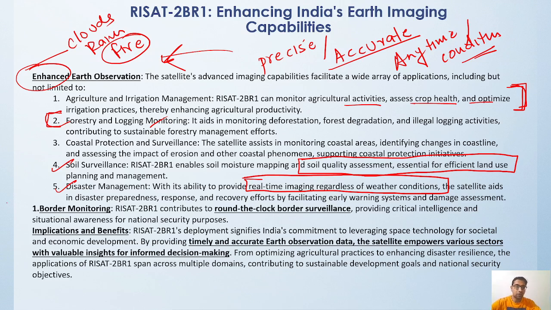Okay, border monitoring: it provides round-the-clock border surveillance, critical intelligence every time. Other satellites come at a certain point of time and only then provide the data, but this satellite keeps monitoring a particular location all the time. So there are a lot of benefits. It will provide very important, timely information, valuable information which we get only during the live work.